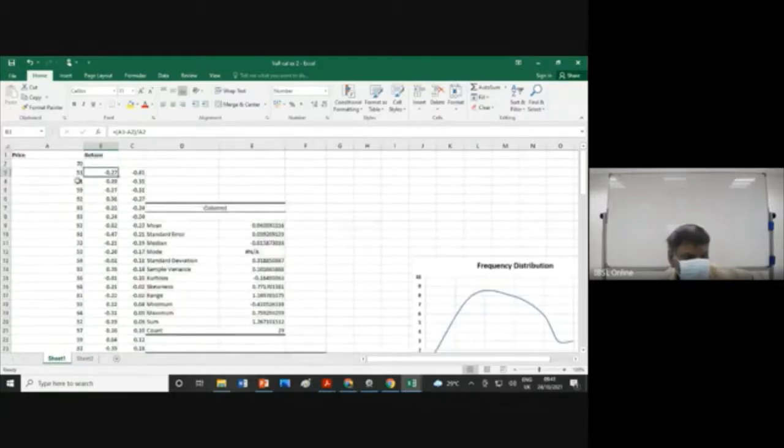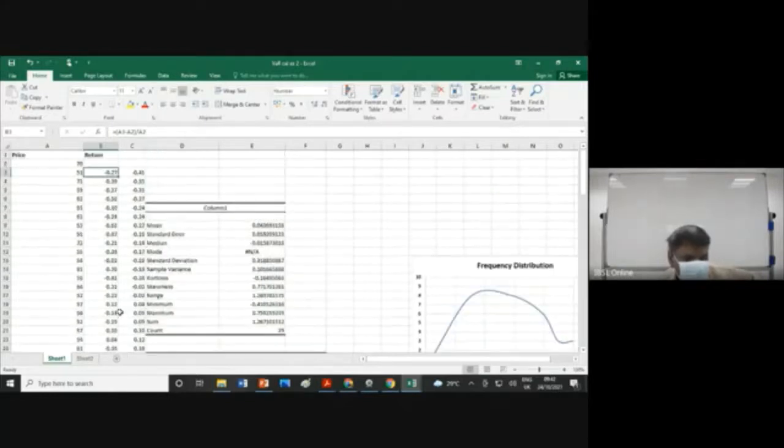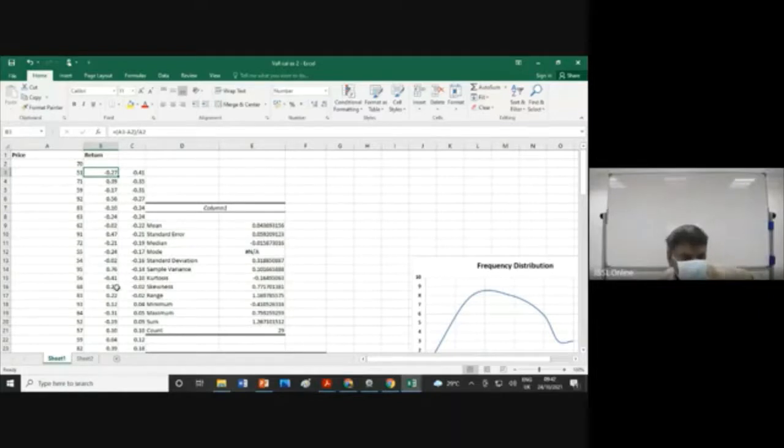So can you repeat it for the rest of the returns? Oh, so the third row minus 0.27. So can you repeat it for up to the 31st row? You can do it easily. How do you do it? Just copy the formula and drag it. You can drag the formula down.